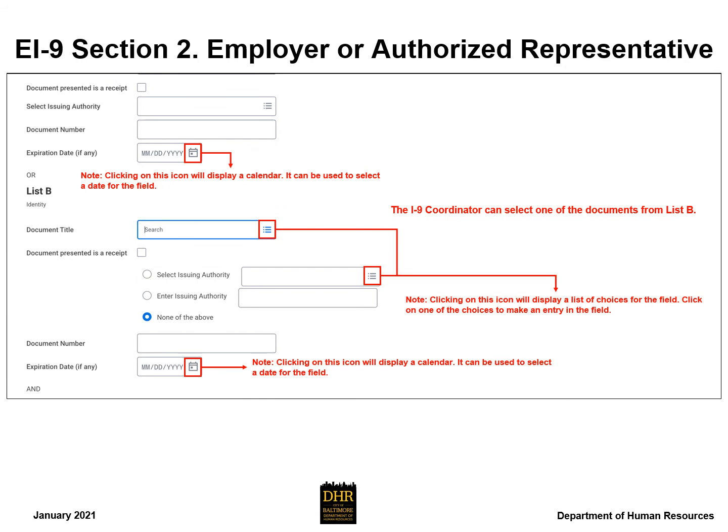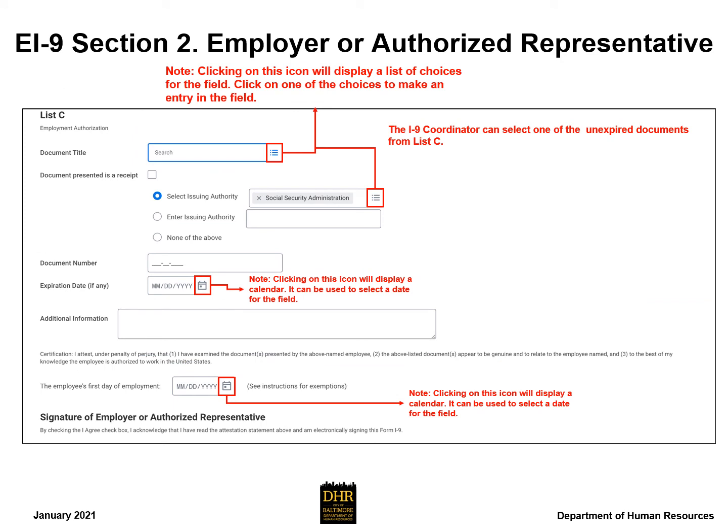Section 2 continued. The expiration date provides you with a calendar box that you can enter the date in without having to type the date yourself. If the I-9 coordinator is provided with documents from List B, they can click the document title list box there to provide them with a list of the potential documents from List B. The same is true for List C.